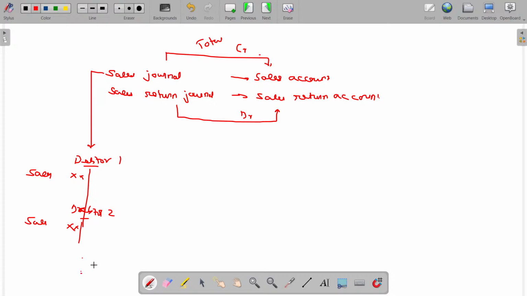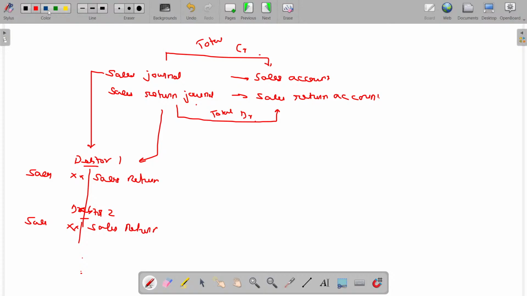And of course, this sales return total goes to the debit side of the sales return account. In the sales return journal, the party's name will be transferred to the credit side of the concerned debtors account. So, sales return. Okay, sales return. Clear?